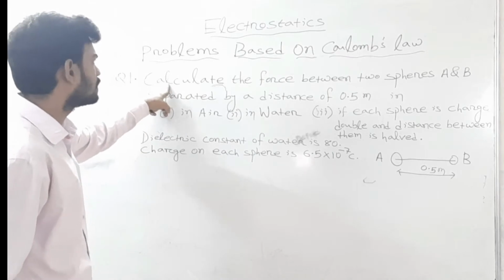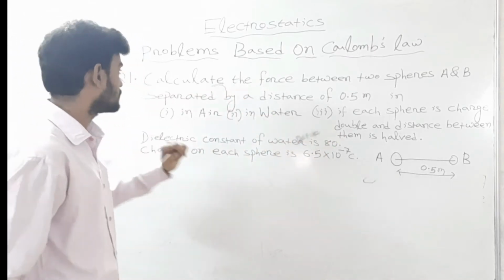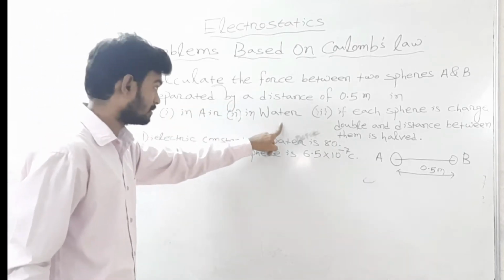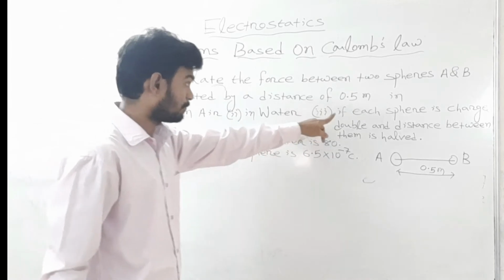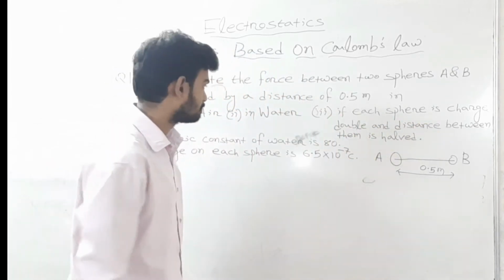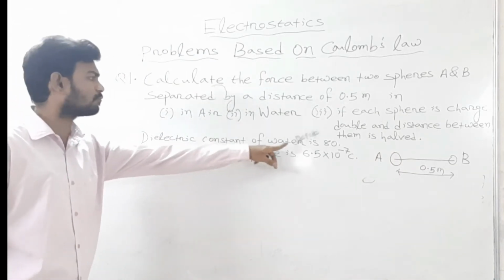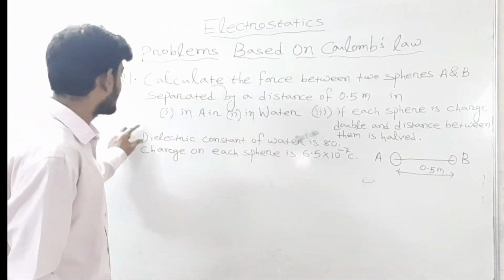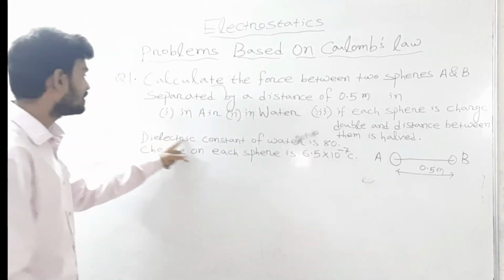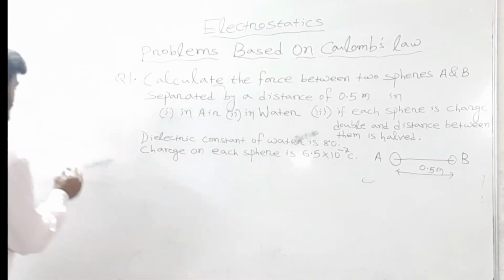So we have to calculate the force between the two spheres in air medium, in water medium, and third, if each sphere is charged double and the distance between them is half. Also it is given that the dielectric constant of water is 80. Dielectric constant means relative permittivity.